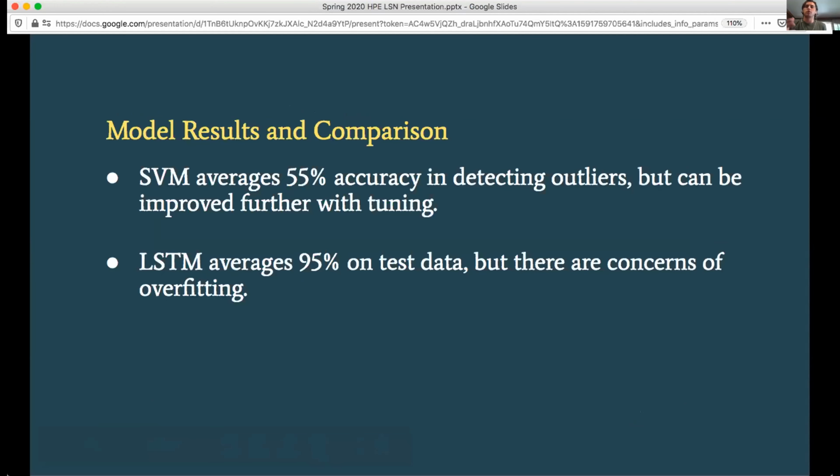And then to compare the two models, the two architectures, our support vector machine averaged around 55% accuracy, which is somewhat low, but is definitely a lot better than a 1 out of 15 naive guess because we had 15 labels which we were trying to predict. And then for the long short-term memory model, it averaged around 95% accuracy, so much better. And while this is a very high accuracy and there are some concerns of overfitting, we are very confident that this LSTM model can be used as a reliable model to notify engineers if the switch is going to enter a state of error.